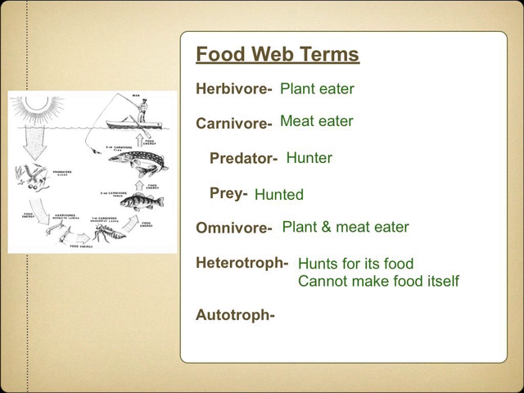How about autotrophs? So what is an autotroph? They make their own food. They can make their own food using sunlight and photosynthesis. What is their food? What do they actually make? Glucose.